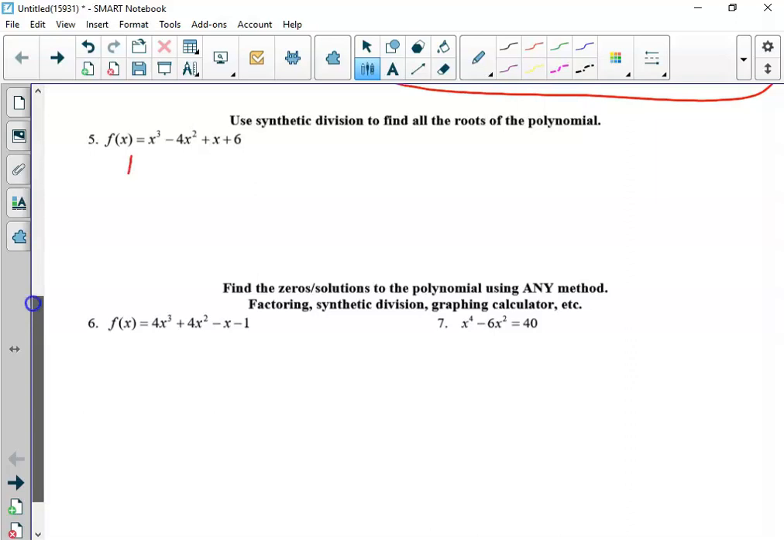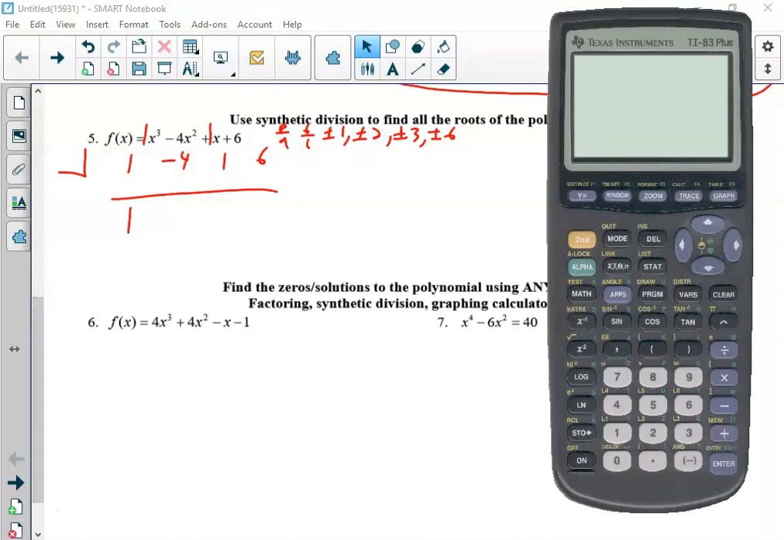I know I have a cubic term and a quadratic, and here's my linear, 1, right? And my constant. But what number goes in the box? That's where I use my P's and Q's. It's going to be P over Q, factors of 6 over 1. So, plus or minus 1, plus or minus 2, plus or minus 3, plus or minus 6. Now I can do trial and error, or I can use my calculator to make life a little bit easier.